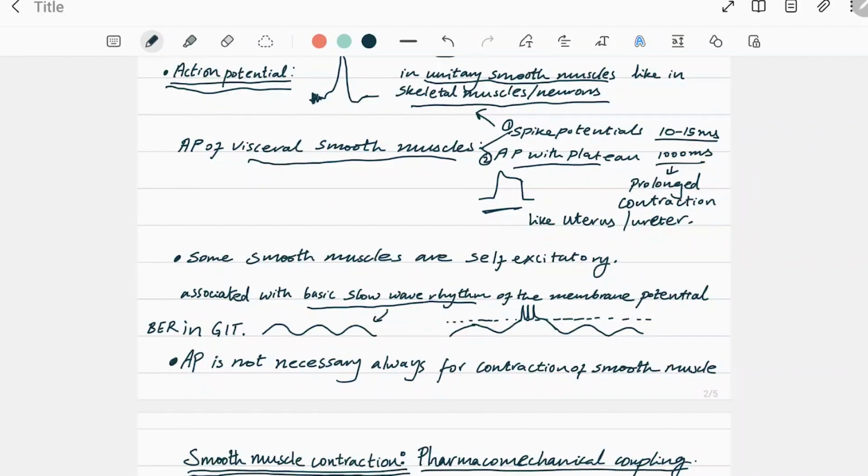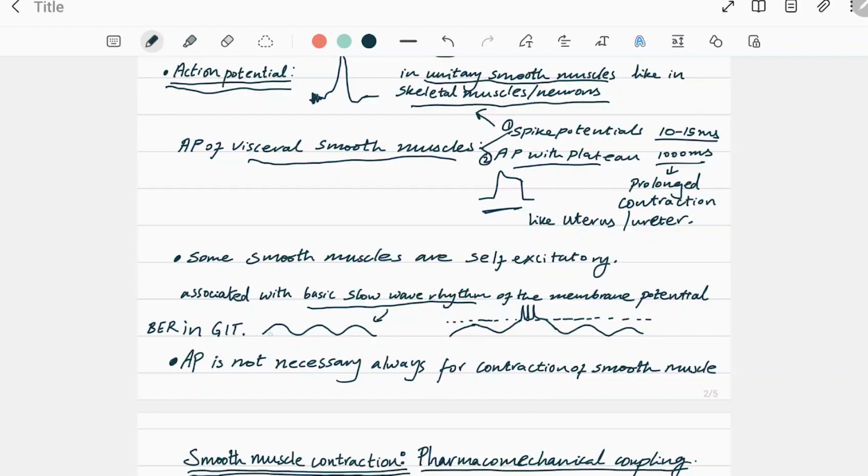They are able to excite themselves because they have some cells around them which are able to maintain a basic slow wave rhythm of the membrane potential. So there is again this fluctuation that you could see, and we'll go into this in GIT. It's also known as basic electric rhythm.